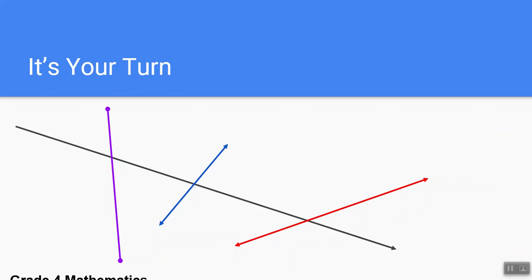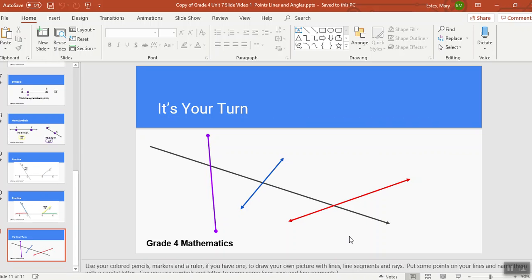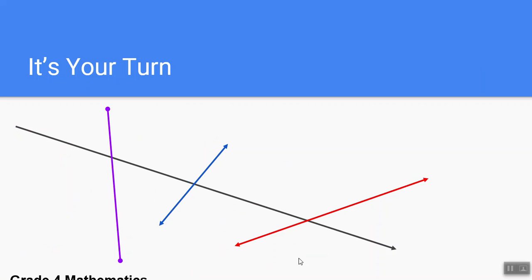Now it's your turn. Go ahead and label the lines and the rays that you see and identify two angles. Go ahead and write down the lines and the angles that you labeled. Be ready to discuss at 11 o'clock today.